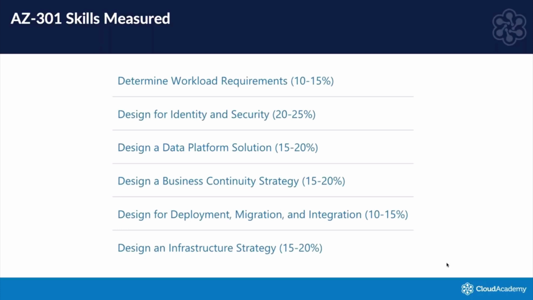So this one is split into 6 different areas. Determine workload requirements, design for identity and security, design a data platform solution, design a business continuity strategy, design for deployment, migration, and integration, and design an infrastructure strategy.